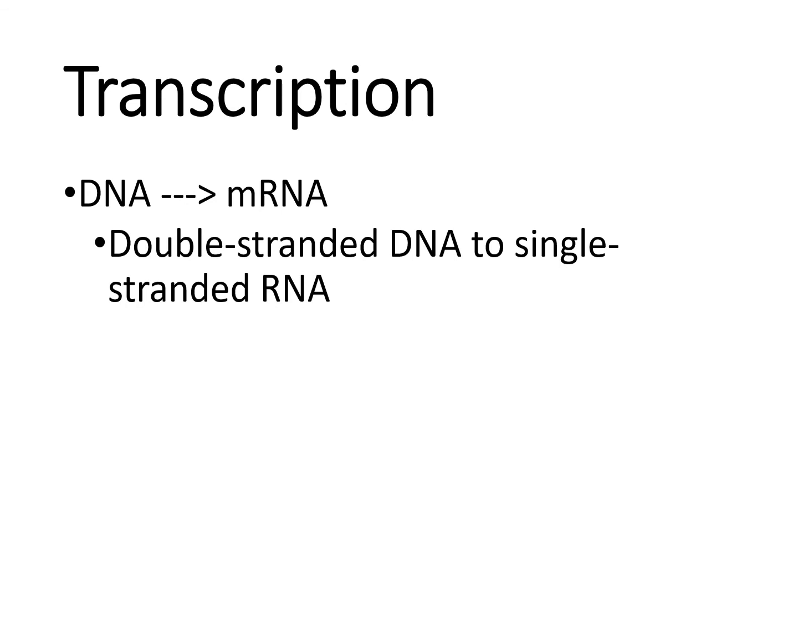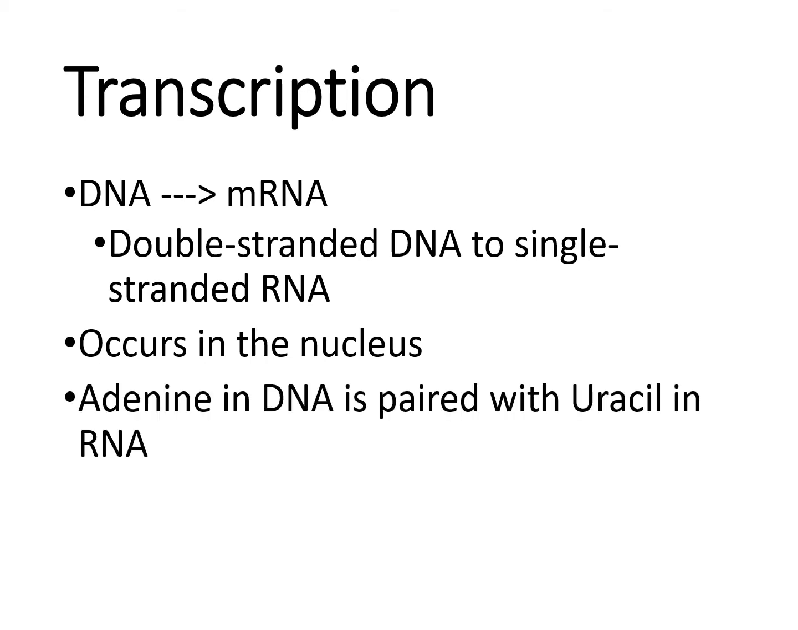The first step of gene expression is transcription, and transcription is where the DNA is copied into an mRNA. And this involves the information that is in the double-stranded DNA to be converted into a single-stranded RNA molecule. And this process occurs in the nucleus. And the adenine in DNA will be paired with uracil in RNA. So remember that RNA does not have thymine. It has uracil instead.